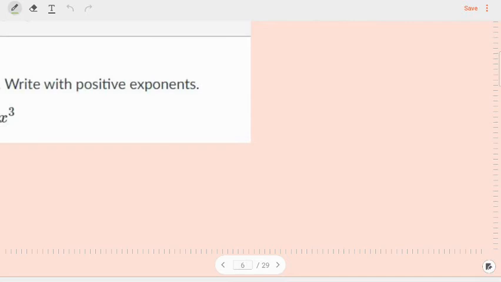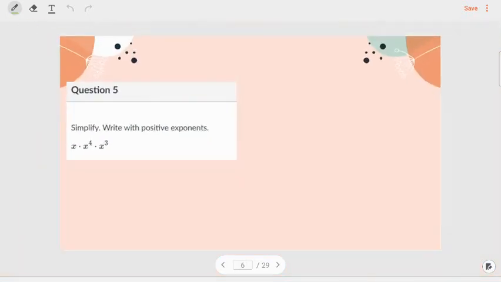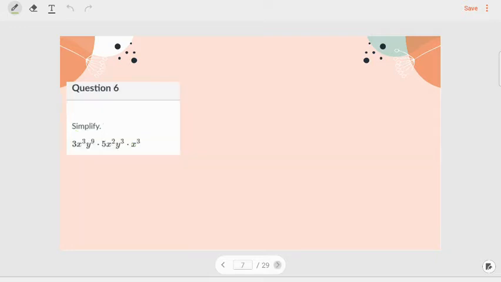All right, simplify. And we're going to write with positive exponents. So remember, if there's not an exponent, it's an imaginary 1. So I have 1, I have 4, and I have 3 more. So if I combine them all together, I have 8. So x to the 8th power. Remember, we can add our exponents. 1 plus 4 is 5, plus 3 is 8.